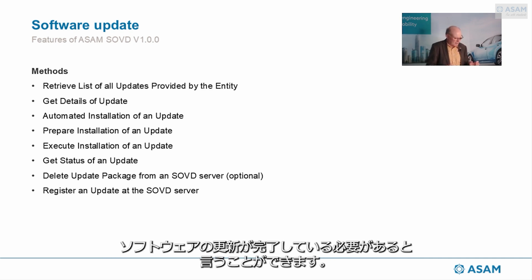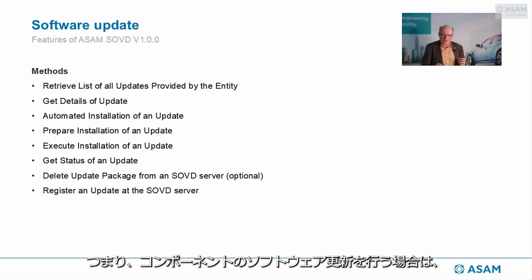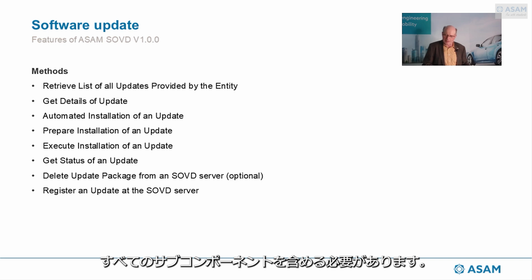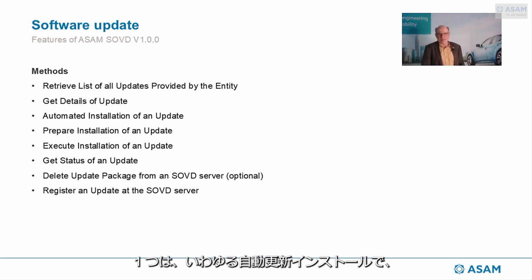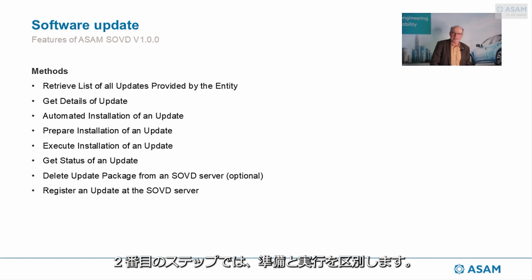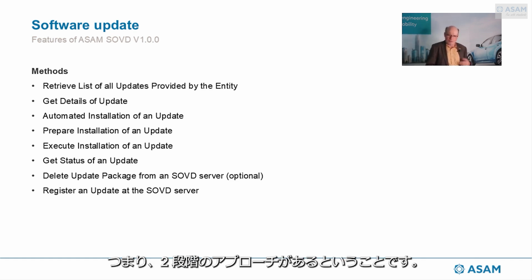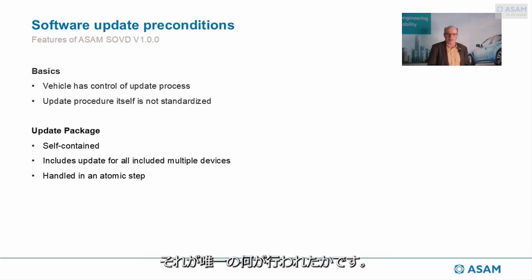Important is that the software update should be complete. This means if I make a software update to a component, all subcomponents must be contained. The configuration will be done. And we distinguish here only between 2 update mechanisms. One is the so-called automated installation of an update, where you have only one command and everything is done. And the second is where we distinguish between prepare and execute. So this means we have a 2-step approach. That's the only thing that is done.